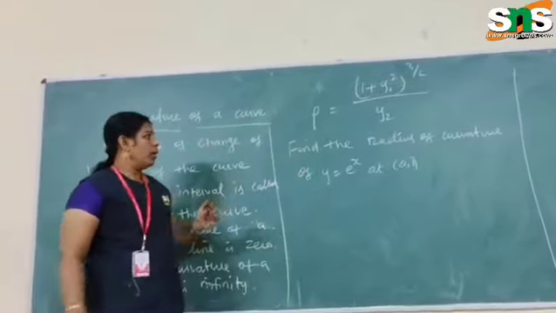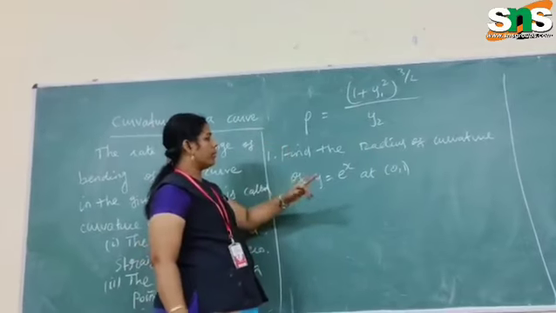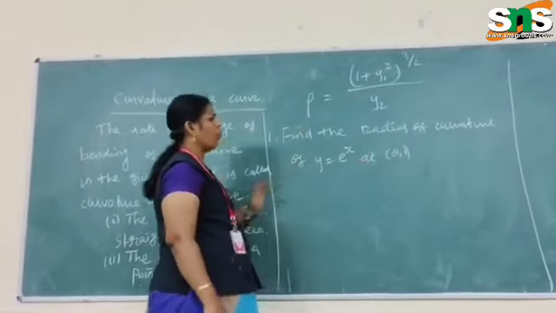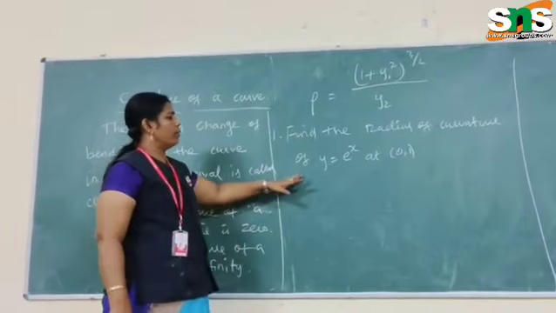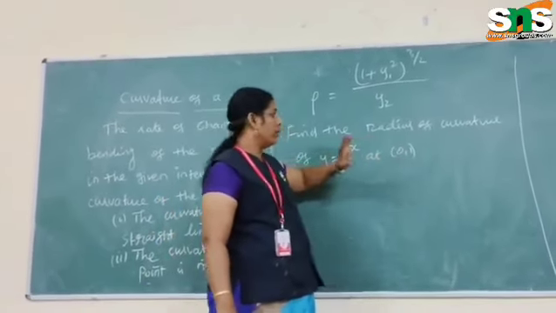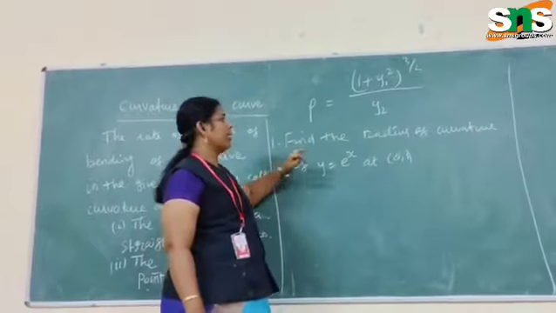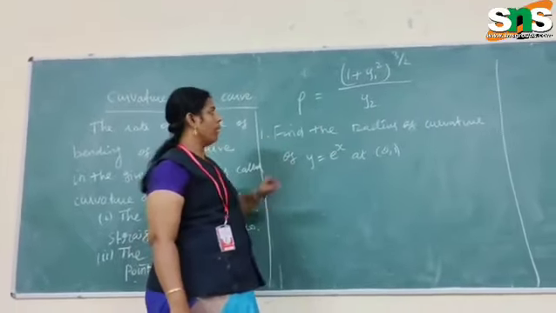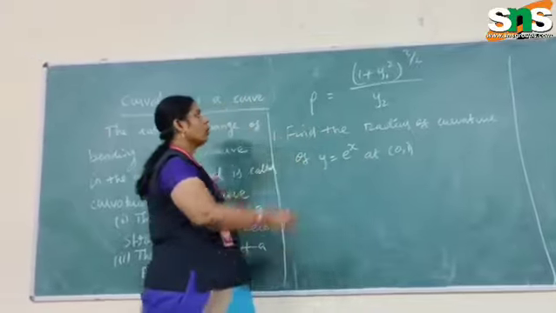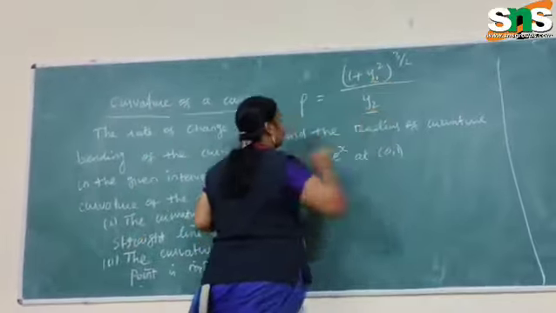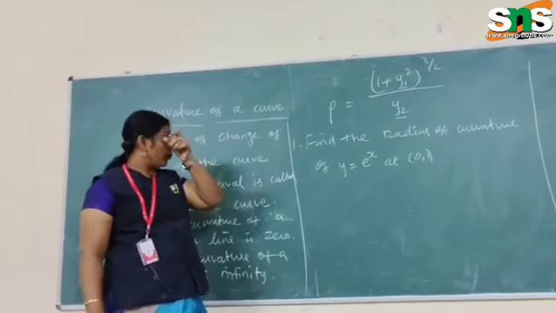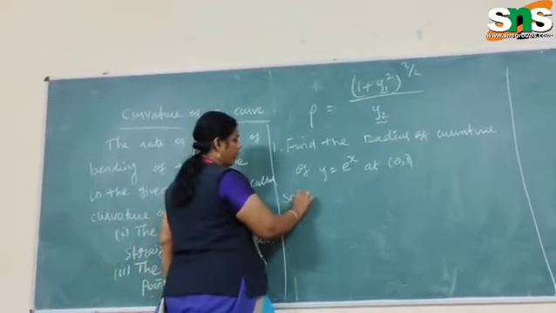Let's take one example. Find the radius of curvature of y equal to e power x at the point (0, 1). Given the curve y equal to e power x and the given point (0, 1), find the radius of curvature. Already you know the formula, rho equal to (1 plus y1 squared) to the power 3 by 2 divided by y2. First you have to find y1 and then y2. Substitute in this formula, we get the radius of curvature.